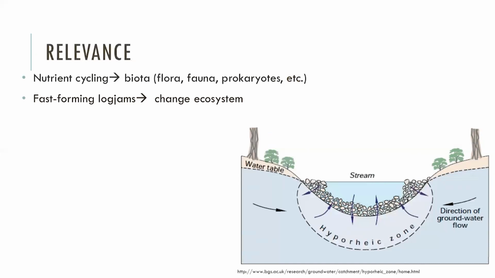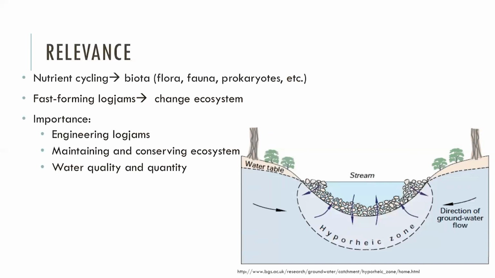Logjams tend to form very quickly due to floods and beavers, and they change the ecosystem fairly quickly. Engineers actually use logjams for managing and conserving ecosystems. They get built across streams to help water quality, and so you can see how much the hyporheic zone as well as logjams influence the quality and quantity of water resources, which makes their study very important.